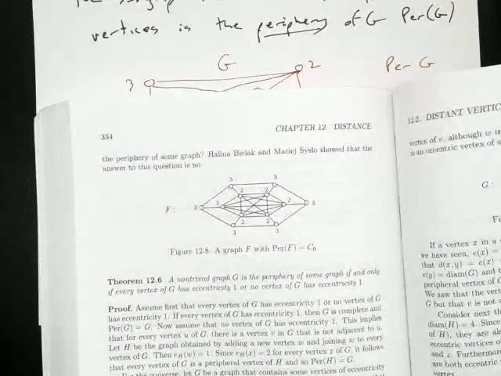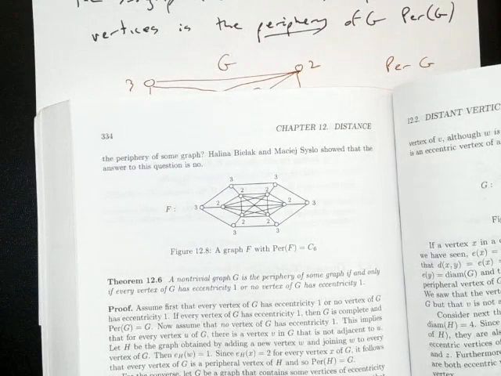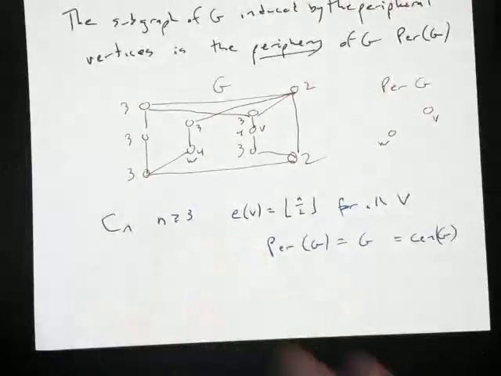Every vertex on the outside has eccentricity 3. Every one on the inside has eccentricity 2. I've got a clear center and periphery. Gee, I wonder why they call them that. The middle and the outside. Questions?